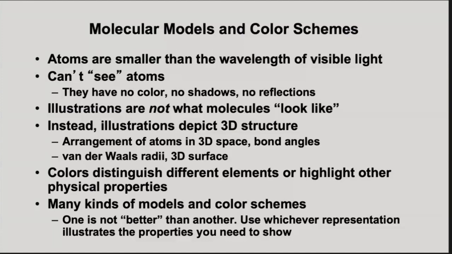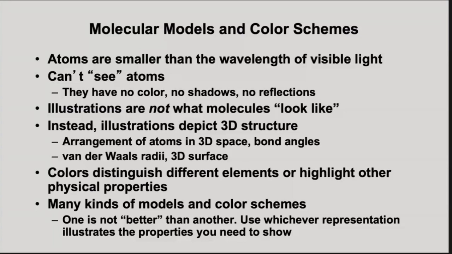The different colors are the different wavelengths of visible light: red, orange, green, yellow, blue, violet. These are all different wavelengths of visible light. Since visible light can't reflect off an atom, it can't have a color. Atoms can't have shadows. They can't have reflections. All of these things would depend on light either reflecting off of the surface or the atom blocking the light to create a shadow. So when we create an illustration of a molecule, we are not creating a picture of what the molecule looks like. The whole concept of what a molecule, quote unquote, looks like is irrelevant because it can't look like anything because light can't reflect off of it.